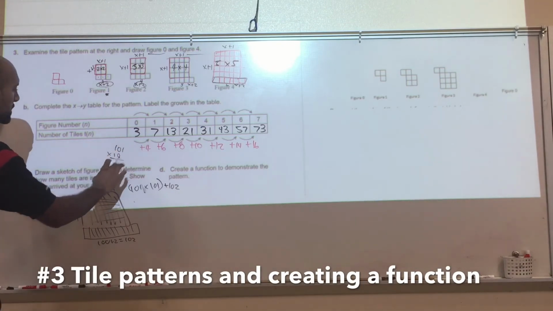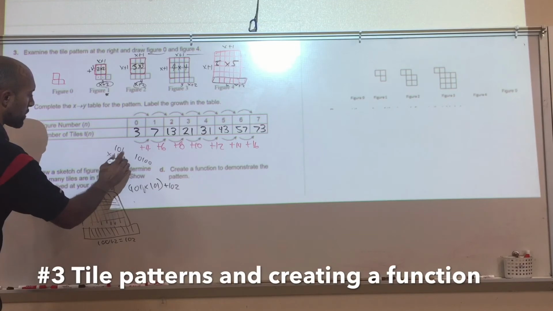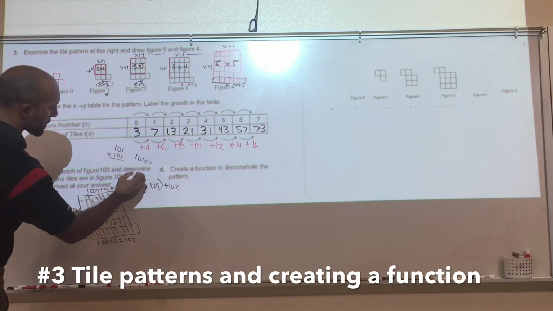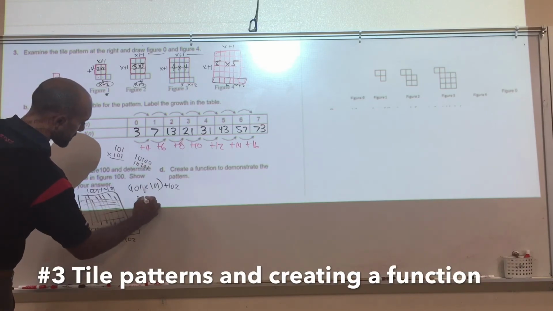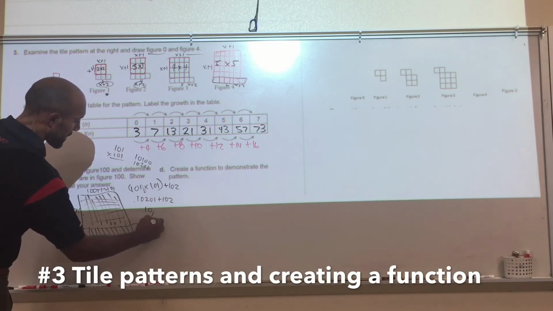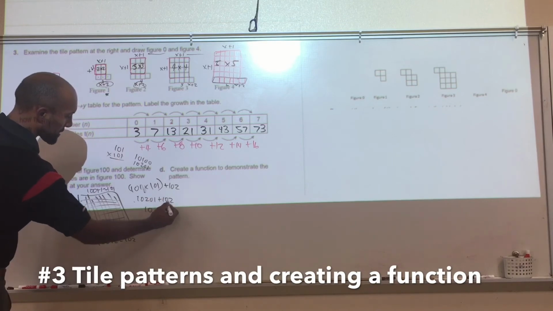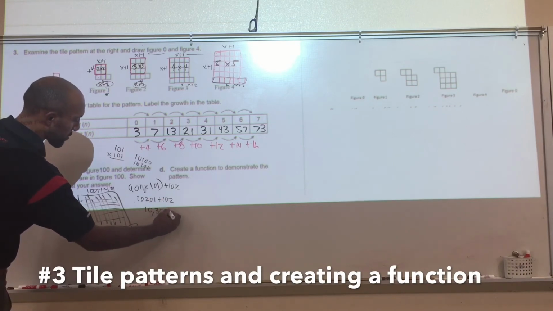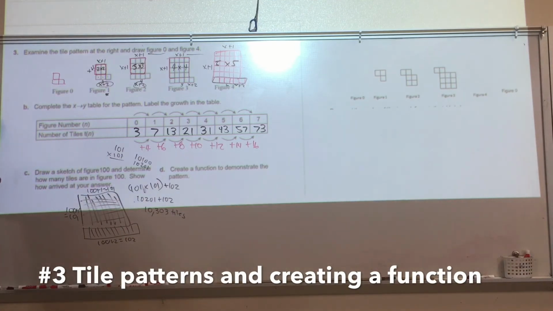Let's see, if I do 100 times that, we'll add that, and then we need to add one more 101, so that would be 10,201. Sorry, not 1,201. 10,201 plus 102 would be 10,303 tiles. Okay, so just hang on. You guys are like, oh, this is crazy.